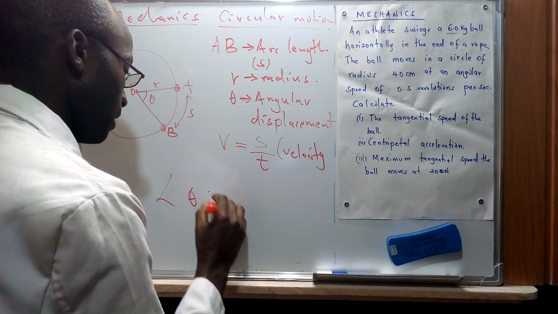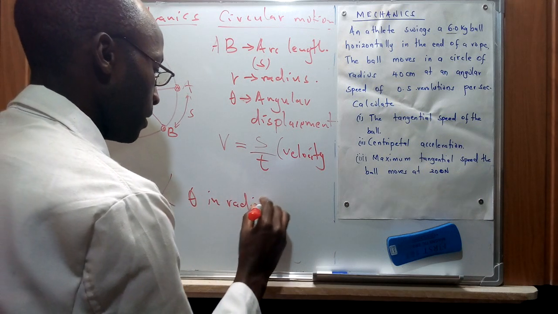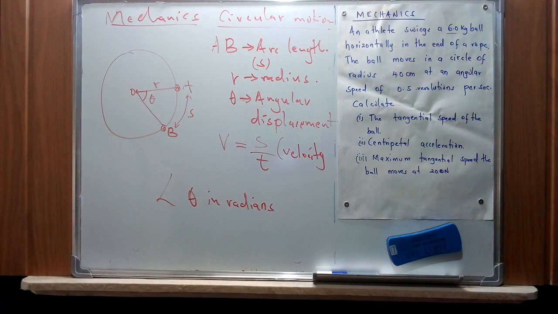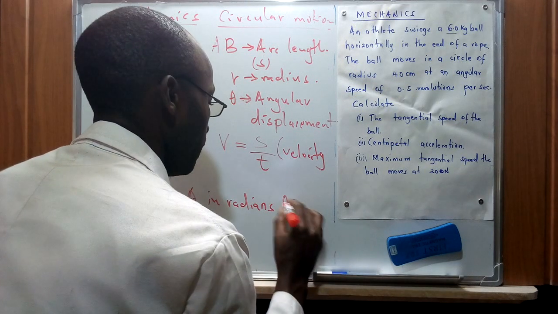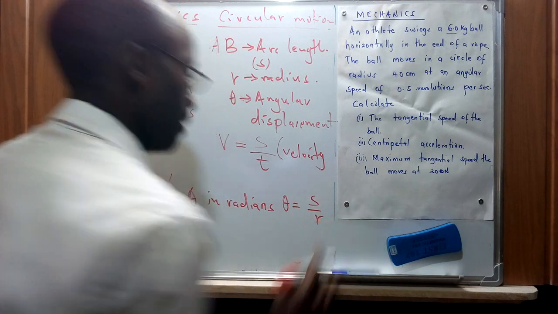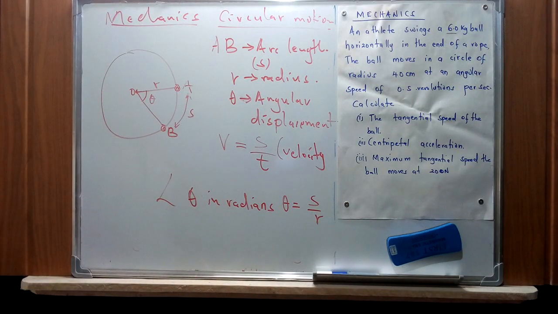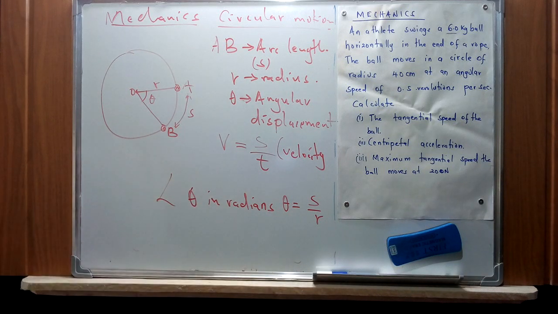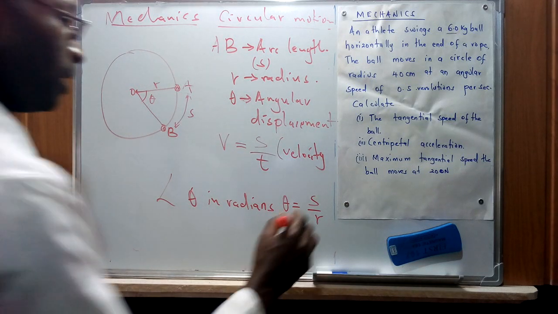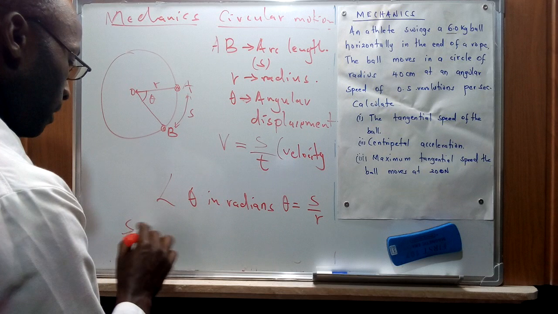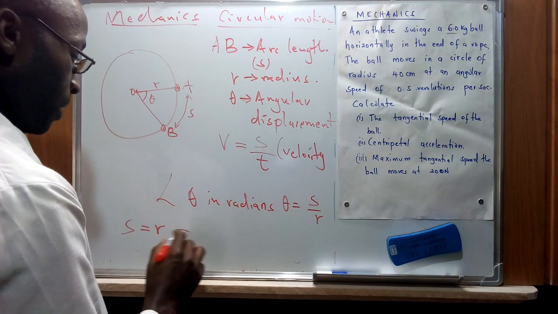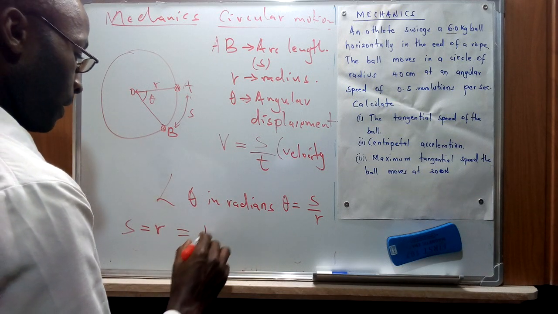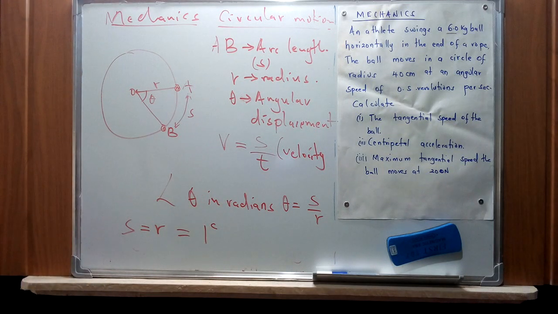which is theta in radians. Now, angular displacement is usually given in radians, so when it is given as angular displacement in radians, theta will be given as S over R. So that's the second equation, apart from the velocity that we have seen. So angular displacement is given as S, which is arc length over the radius. In the event that S equals R, then we can say that that one represents what we call 1 radian.